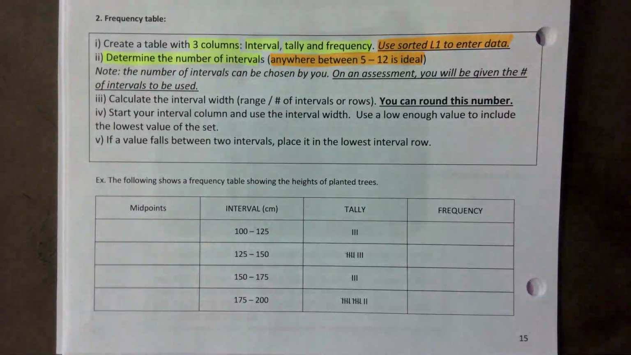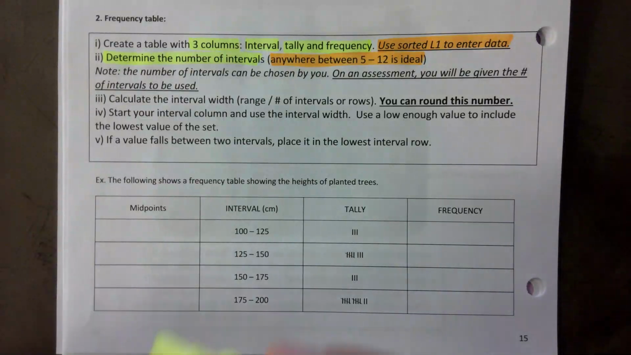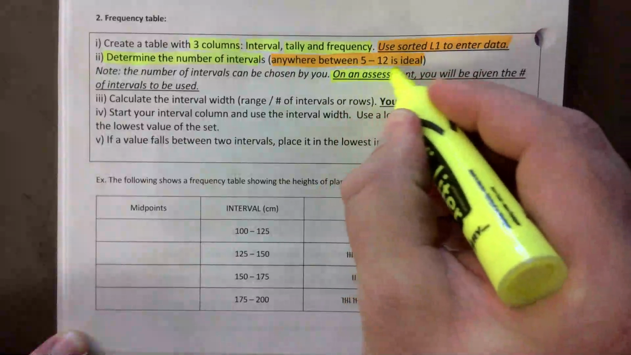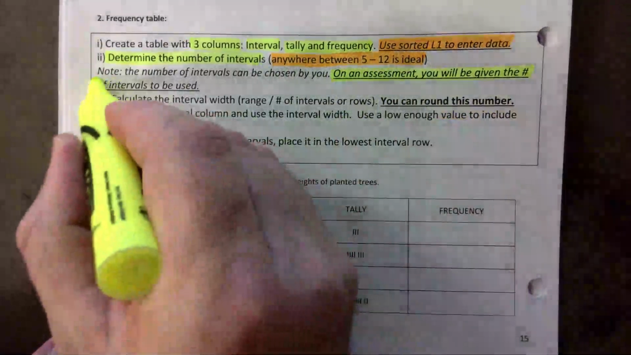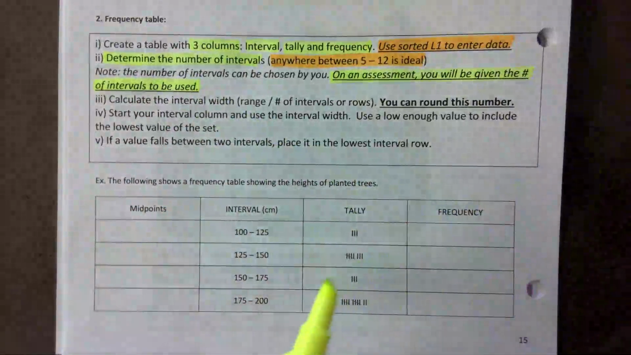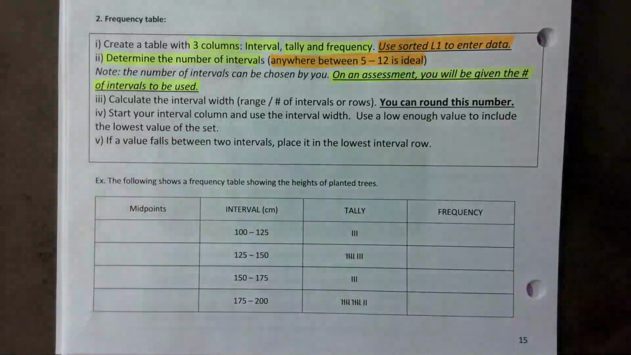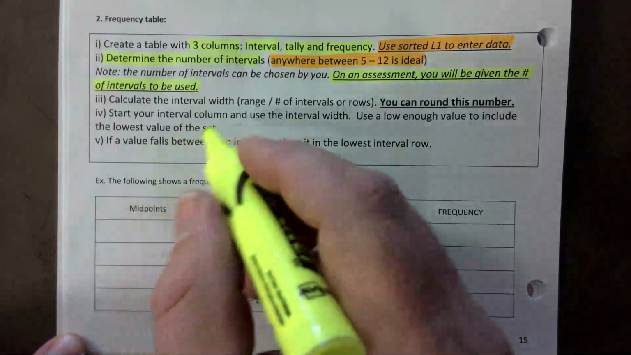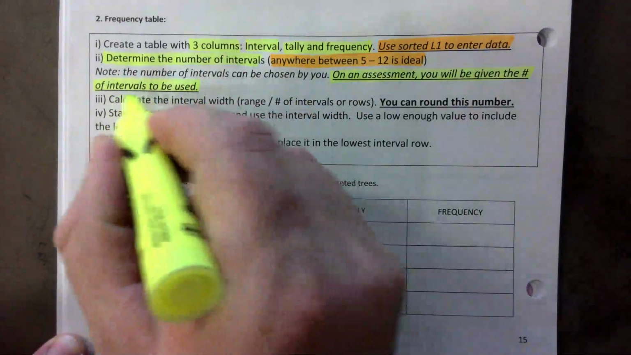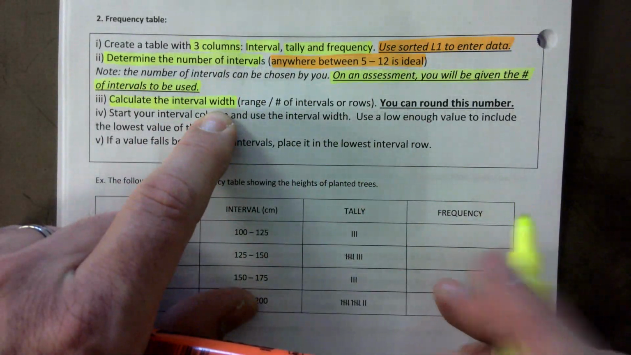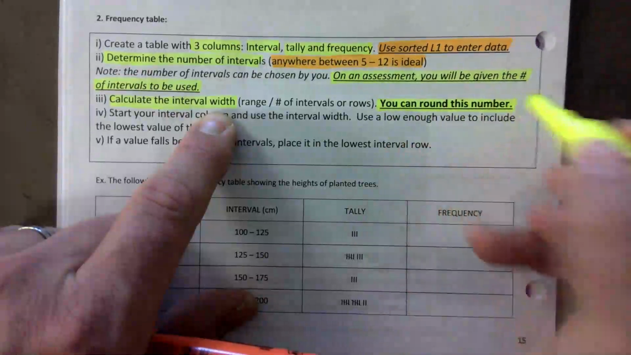You're like, whoa, why 5 to 12? It depends on your data set. The number of intervals can be chosen by you. But watch this: on an assessment, you will be given the number of intervals to be used, because it's a nightmare if some of you choose 5, others 6, 7, 8, 9, 10. It gets a little crazy. Calculate the interval width, which determines the width of your bars, essentially. You can round this number if you like.